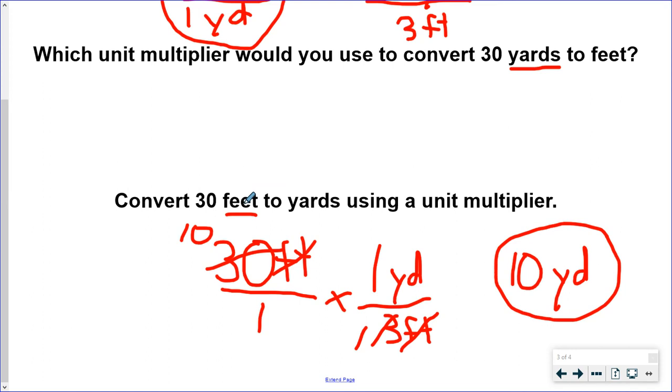And so make sure you're reading very carefully. What are you starting at and what are you going to? Whatever you're starting at needs to be on the bottom. Whatever you're going to needs to be on top.